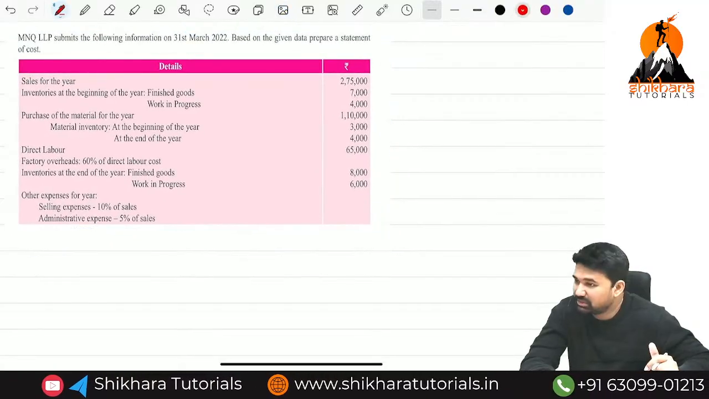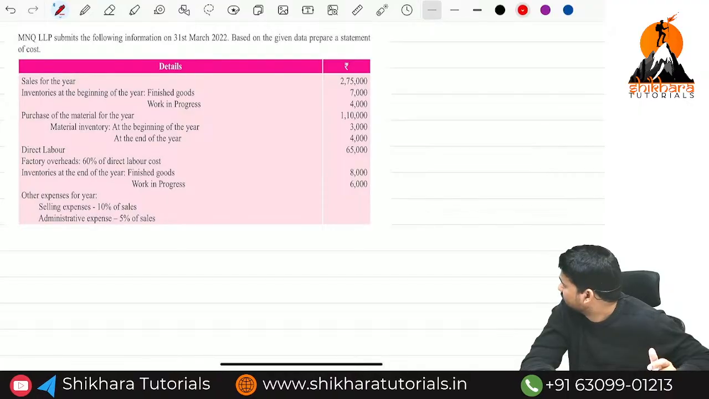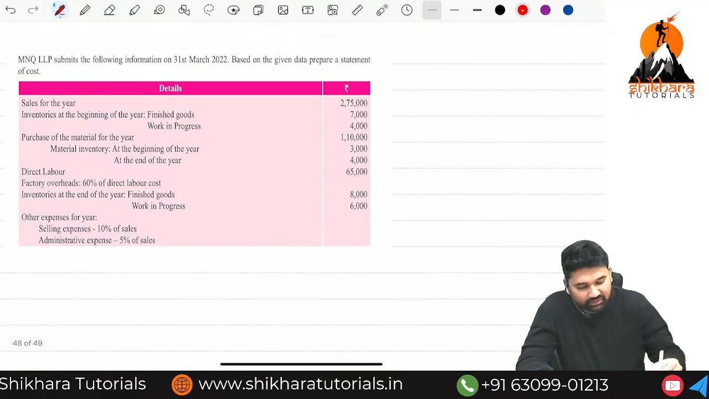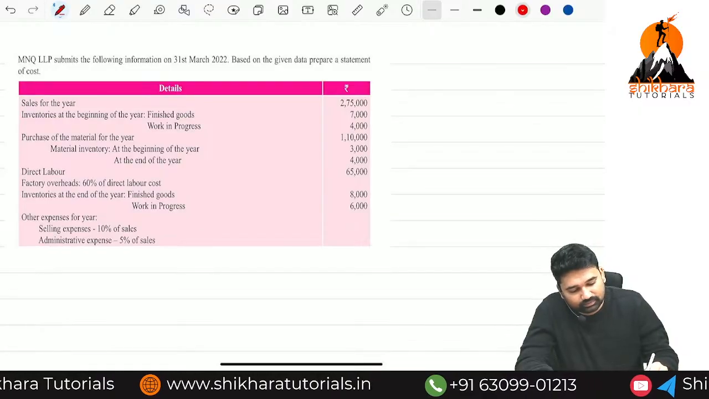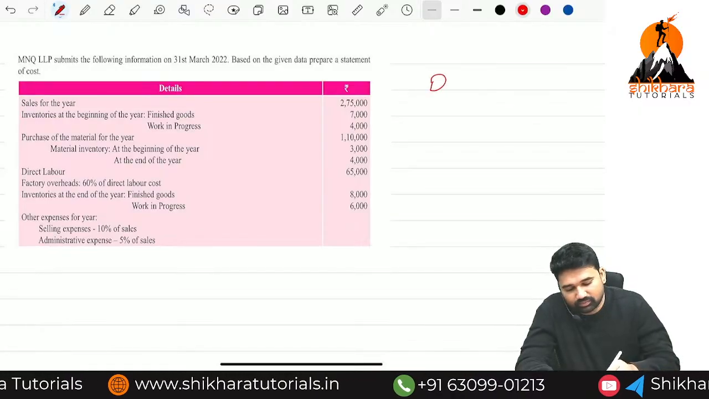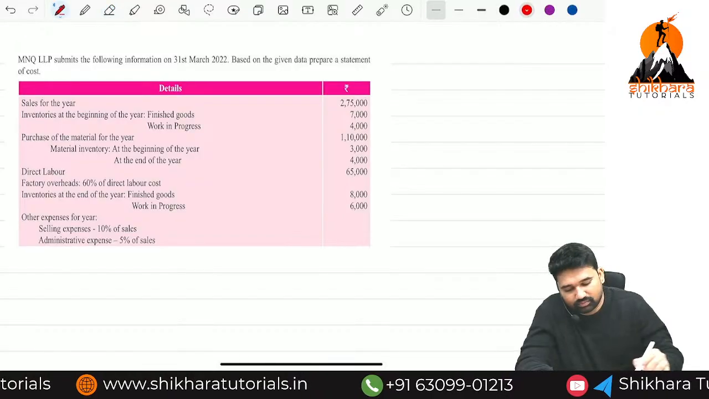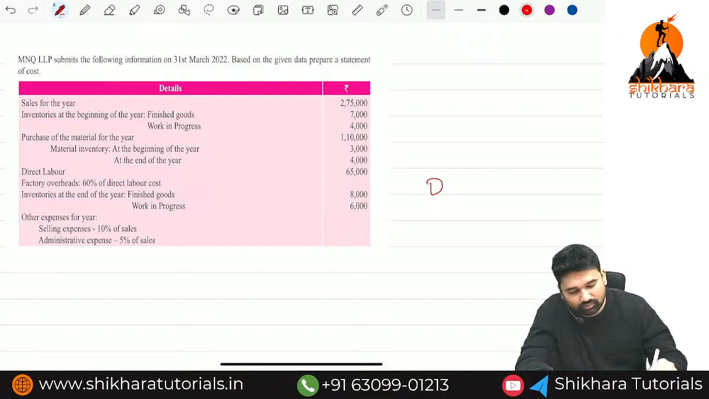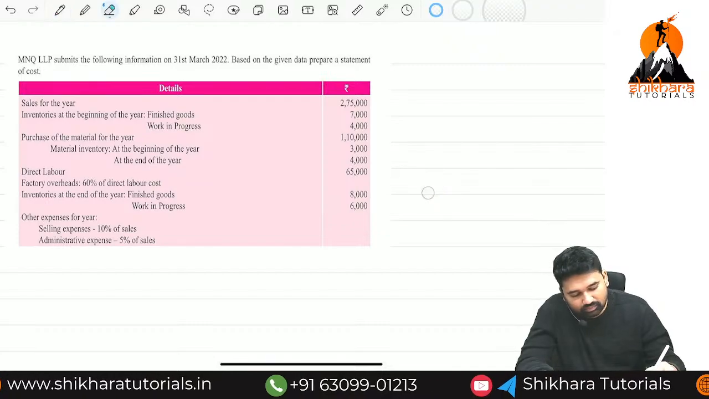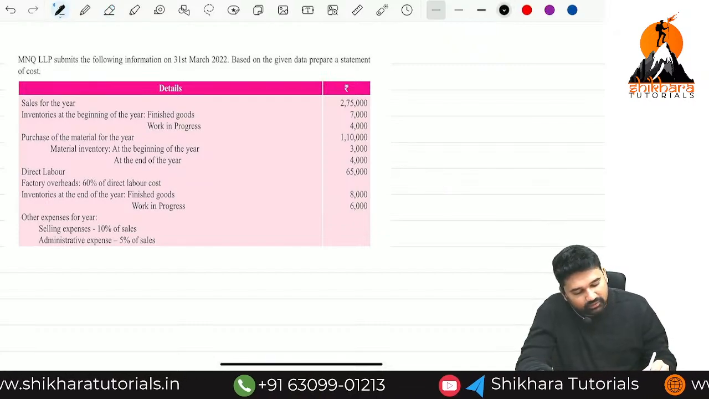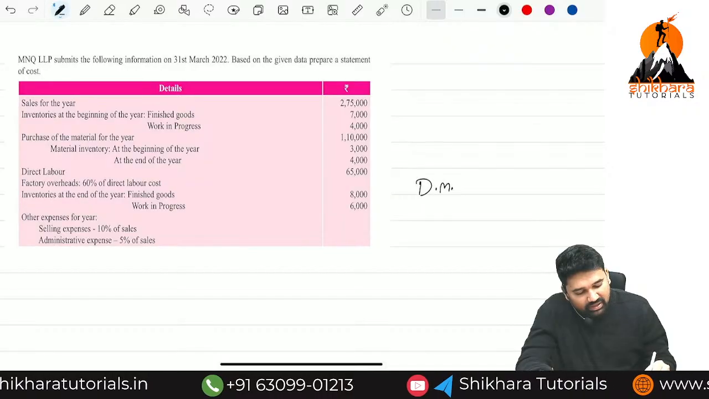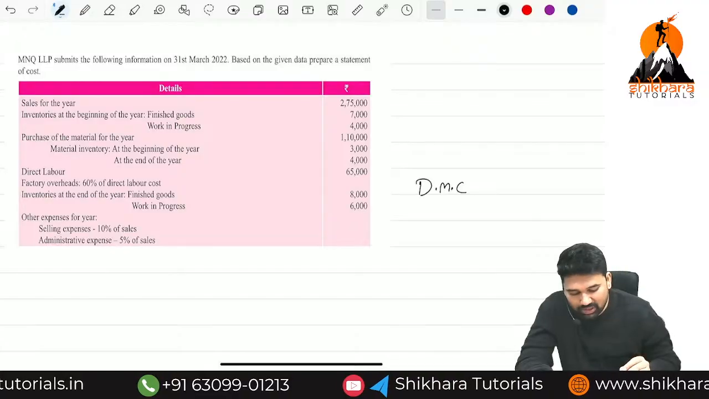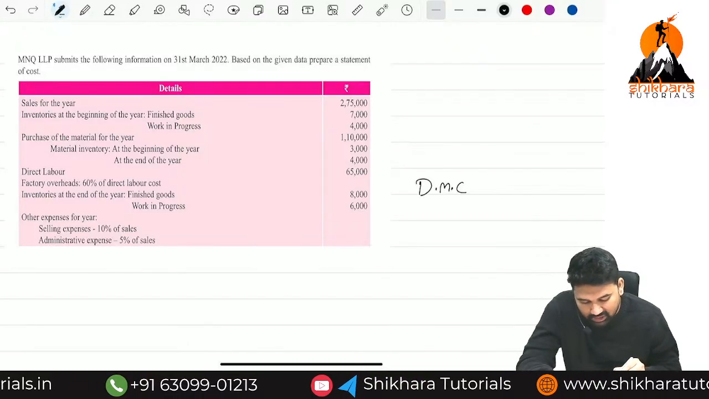Are you able to see the problem? Very good. So here I'll solve the cost sheet. First of all, direct material consumed. So what is direct material consumed? It will go like this.